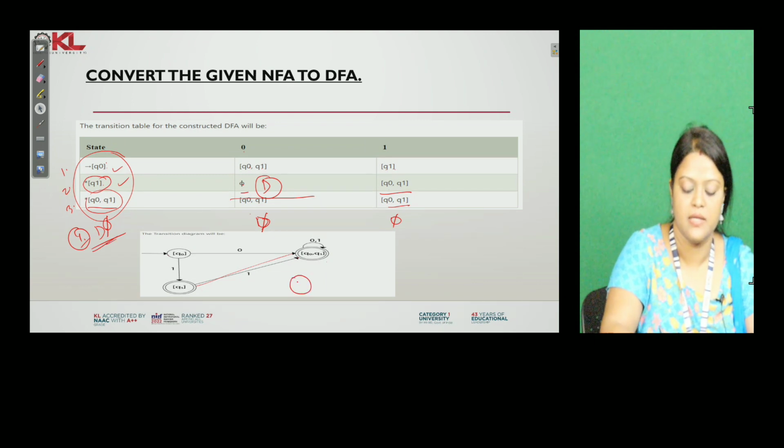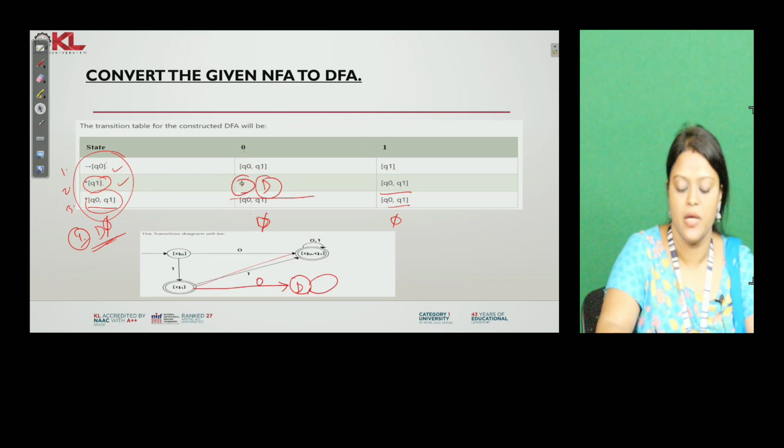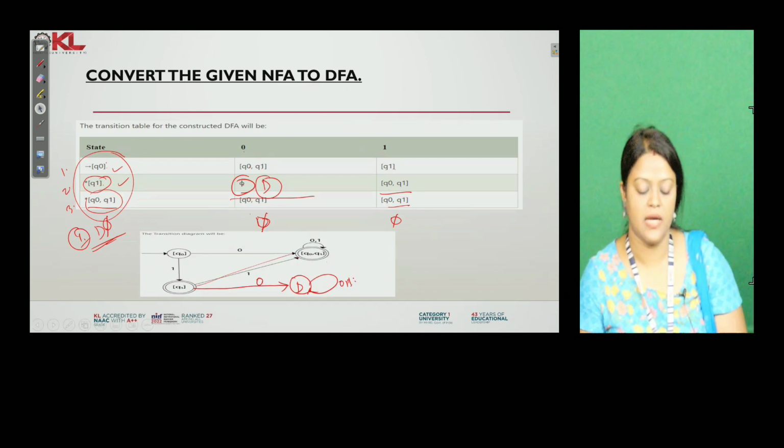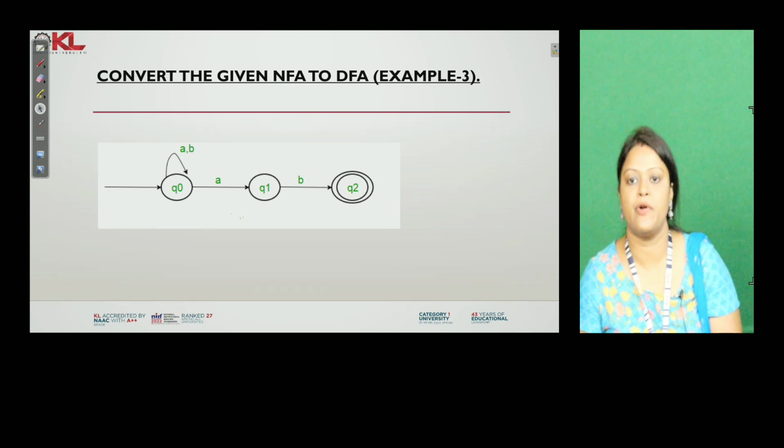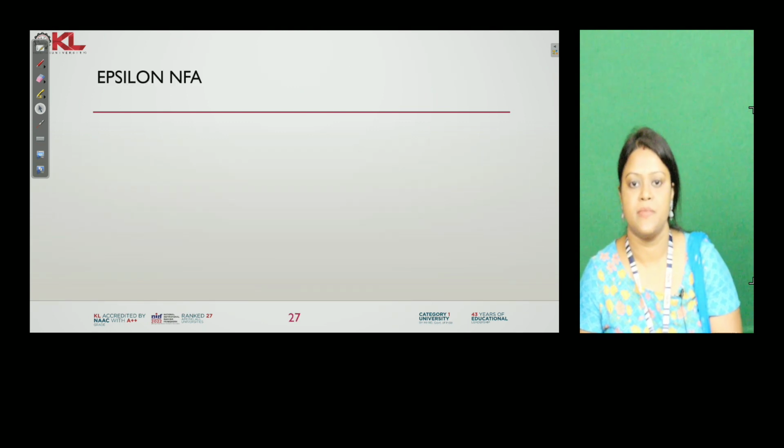So we can write here a dummy state. From this one we will move to 0. For this transition we have to present here, and this will be our 0 and 1. So now this diagram is completed. So this is the conversion from NFA to DFA. This is an example that you can try at home for converting NFA to DFA.